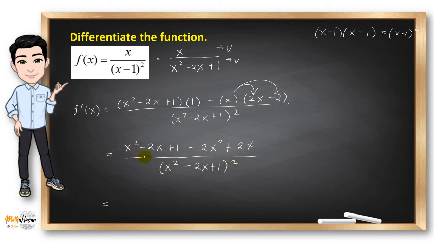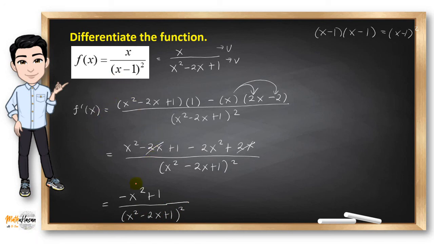So, anong pwede nating i-combine dito, yung x squared tsaka minus 2x squared, this will become negative x squared. And then, negative 2x plus 2x will be 0. This will become plus 1. Ayan. And we have here x squared minus 2x plus 1 quantity squared. Sa unang tingin, parang okay na yung sagot natin, di ba?